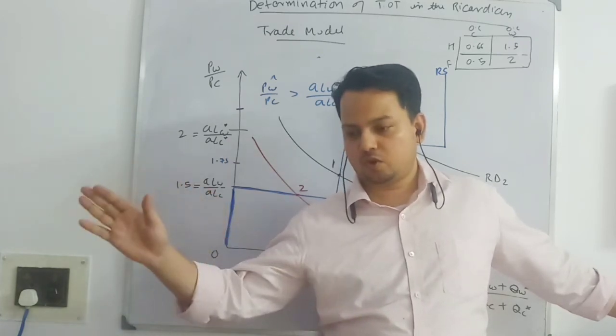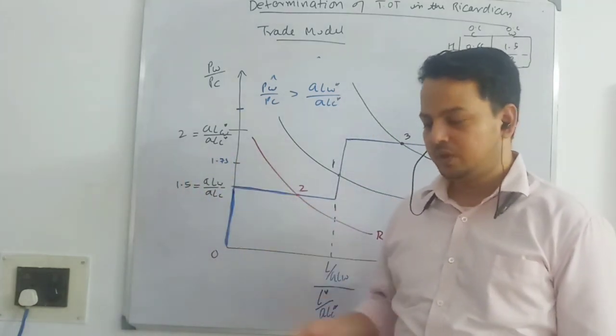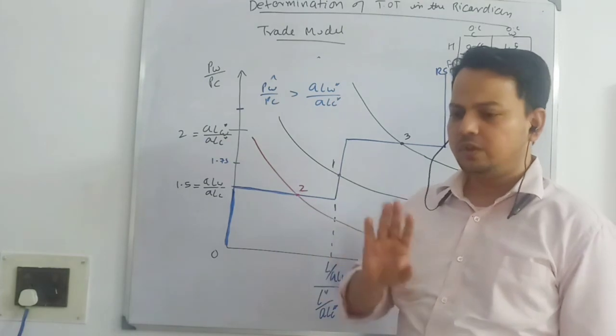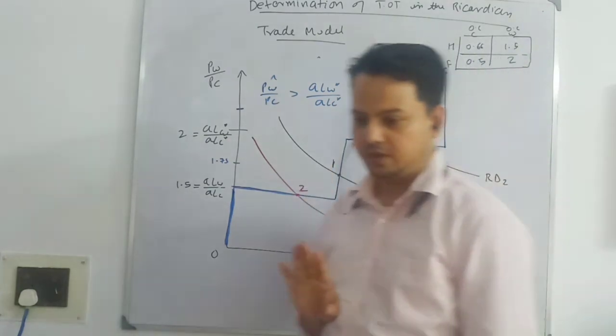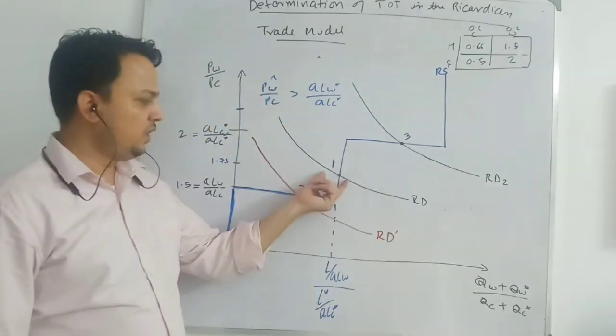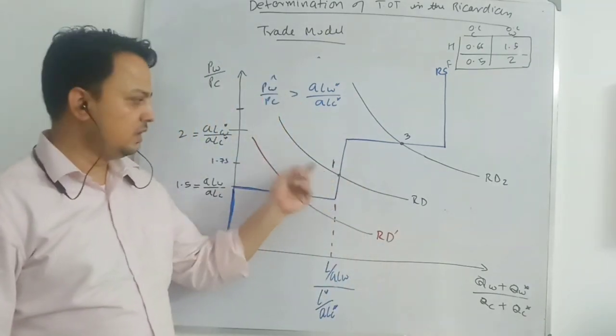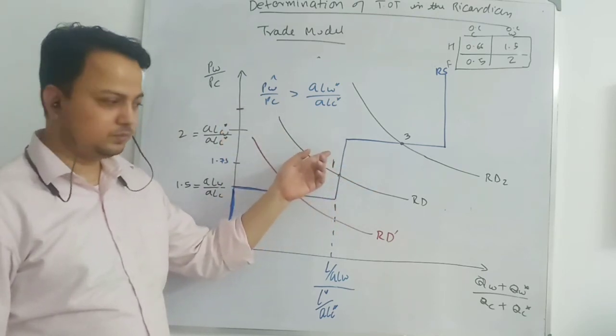Only in one country you talk about the pre-trade situation, and how the price will be determined pre-trade. Then you can move up. No need to talk about gain from trade. If they ask, then you have to talk about gain from trade. You can directly come here. And if both countries are the same, both will specialize, and your relative demand will intersect in this specialization zone.